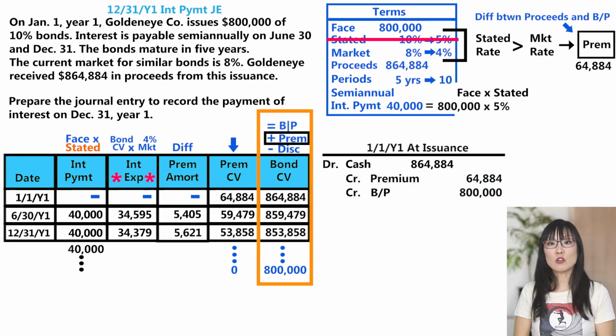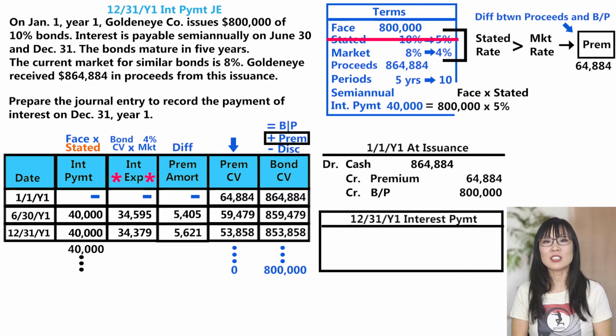The bond carry value started at 864,884. As the premium carry value gets amortized down to zero, the bond carry value decreases to the bond payable, the face, that nice round 800,000. We have all of our December 31st Y1 numbers. Let's do the journal entry.